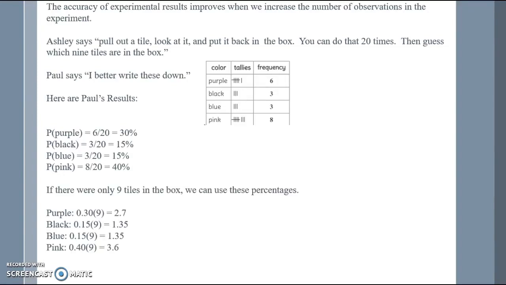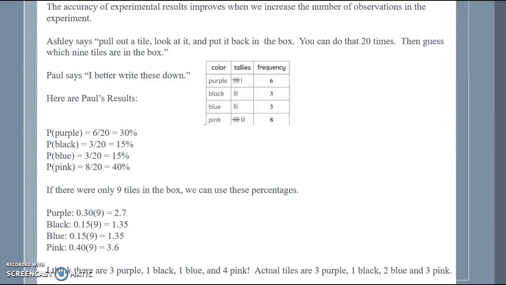If there were only 9 tiles in the box, we can use these percentages to identify how many purple, black, blue, and pink there should be. So we'll take each percentage and multiply it by the 9 tiles. So we could expect there to be about 2.7 purple, 1.35 black and blue, and 3.6 pink. However, we can't have a portion of a tile, so we'll want to round. So we could say that we think that there are 3 purple, 1 black, 1 blue, and 4 pink. So if I add them all together, we certainly do have the 9 tiles.